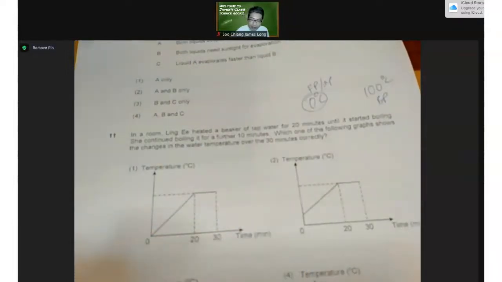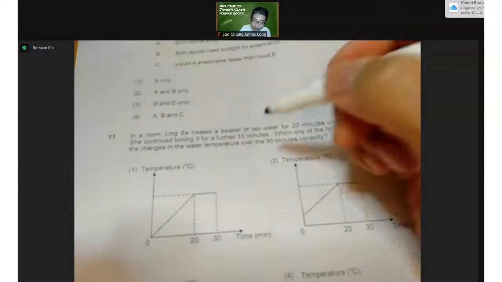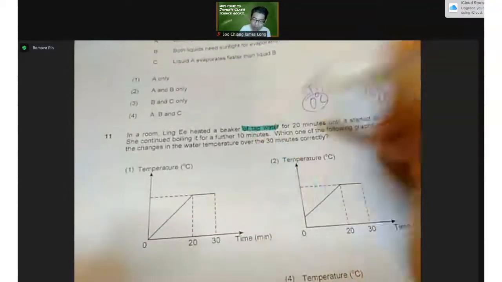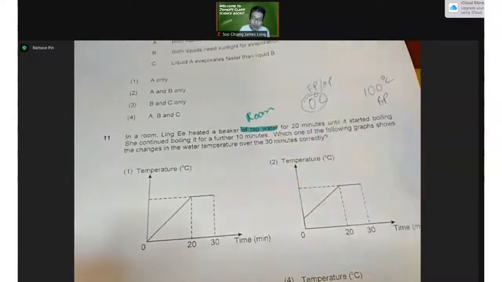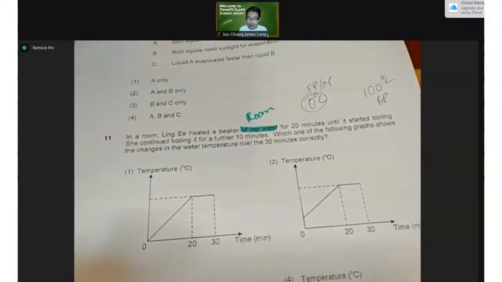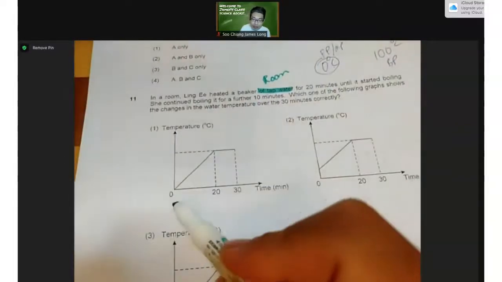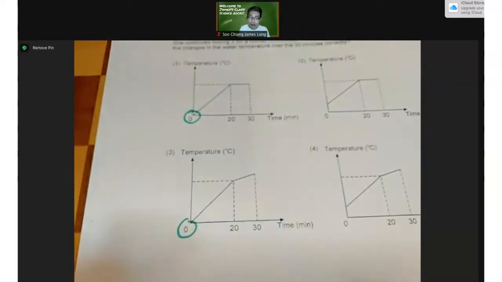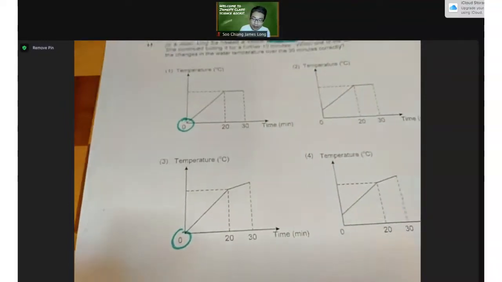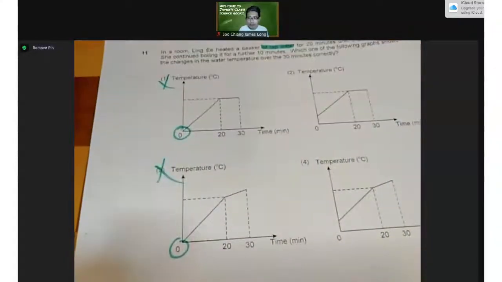So the story here is, at first, it was tap water. So tap water is at room temperature. But this one shows the starting point is at 0. Your tap water doesn't come out at 0 degrees Celsius, does it? So therefore straight away you know 1 and 3 are wrong.